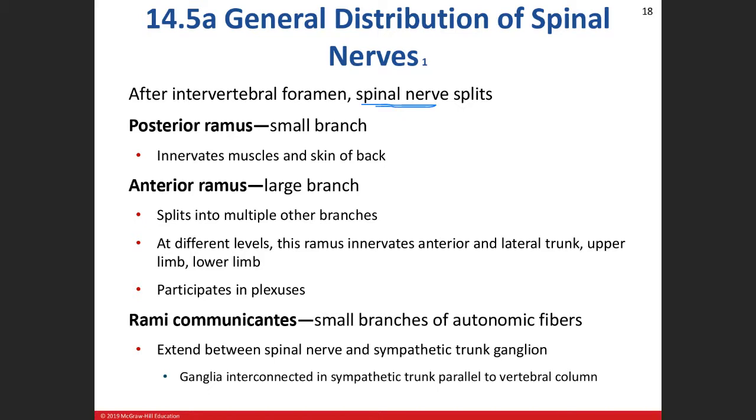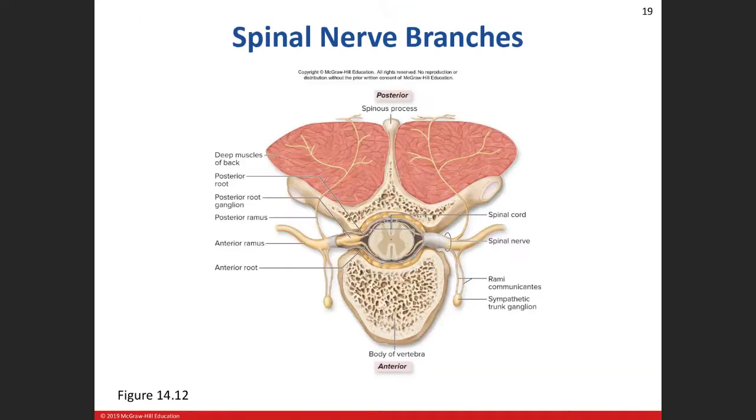So you need to know, yes, it innervates muscles, specifically the deep muscles, and the skin of your back. I'm going to switch to the slide real fast so you can see what I'm talking about here. Here's what we're seeing. Here's your spinal nerve. It exits out of the intervertebral foramen. It gives off this small little branch here, and that small branch called the posterior ramus is going to innervate the deep muscles of the back and the skin on your back.